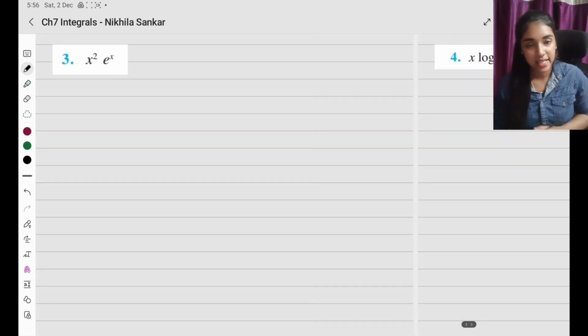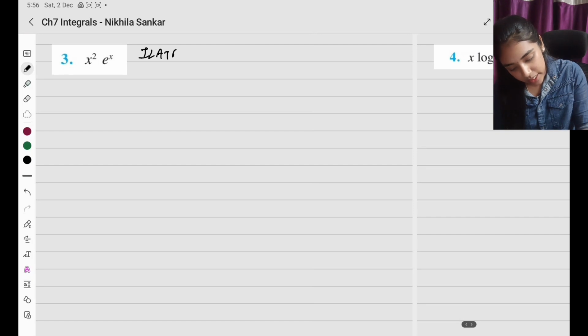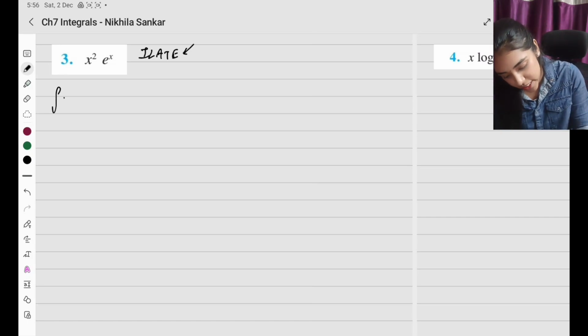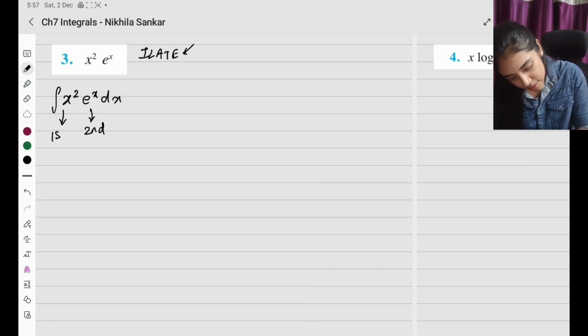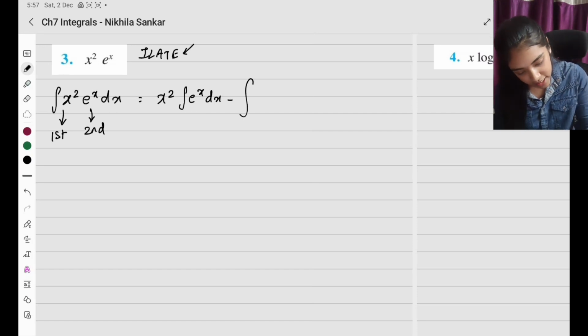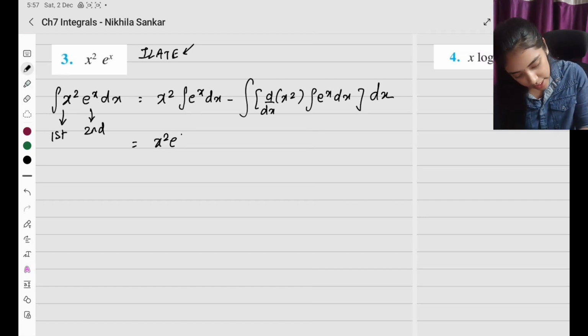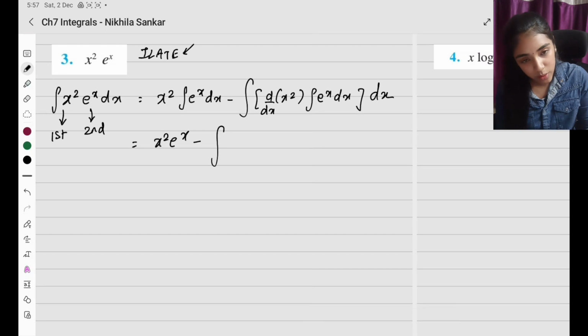Question number 3. x square e to the x. In ILATE, the exponential function gets the least preference. So the exponential function is my second function. So integral x square e to the x dx. This is my second function and this is my first function. So I have first function times integral of second function minus integral of d by dx of first function times integral of second function times dx. So x square e to the x minus integral of, inside the bracket, d by dx of x square is going to be 2x times e to the x dx.